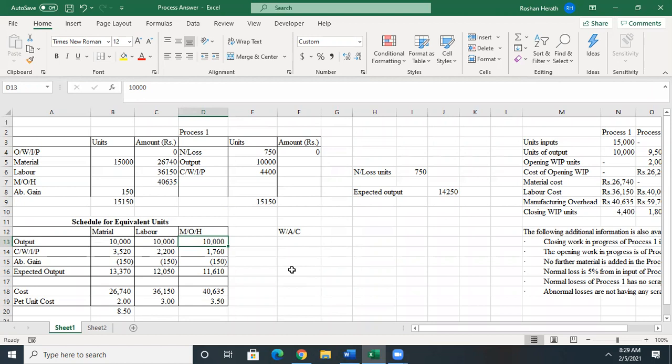And also, when it comes to the opening WIP, another important requirement is that in the weighted average cost method, the information must be available for you to distinguish that particular cost among the material, labor, and manufacturing overhead.